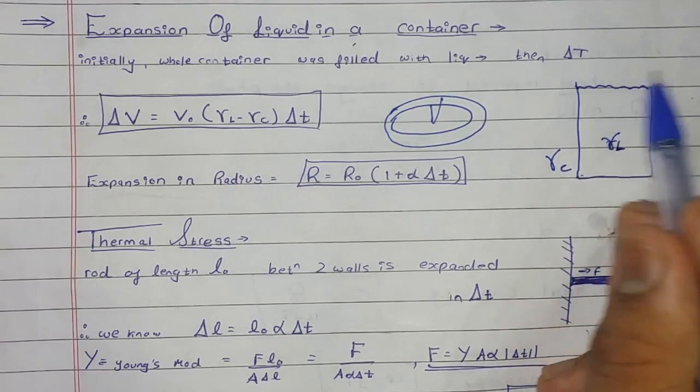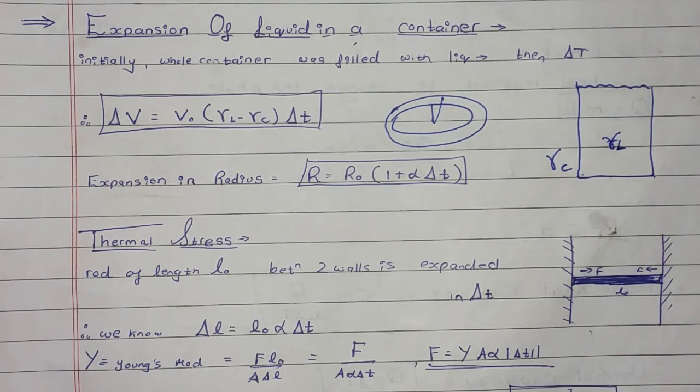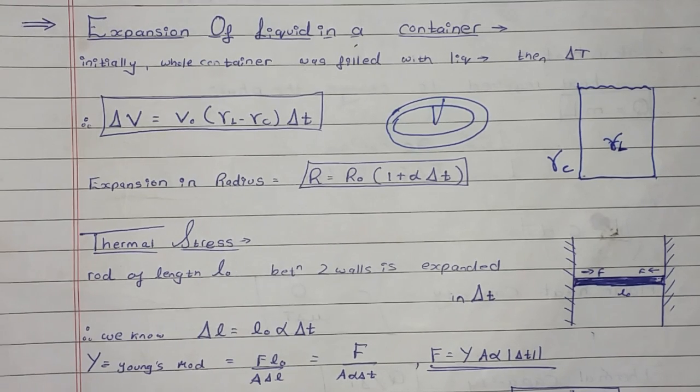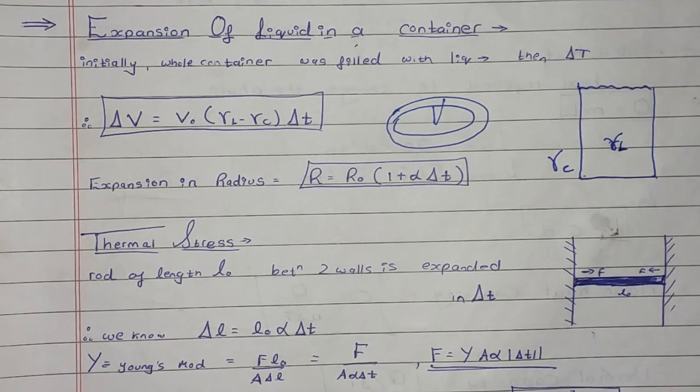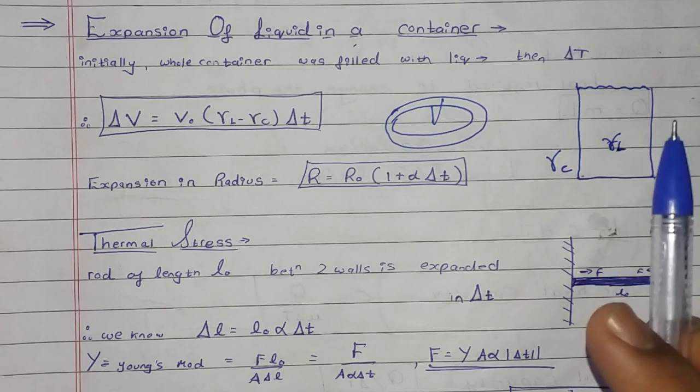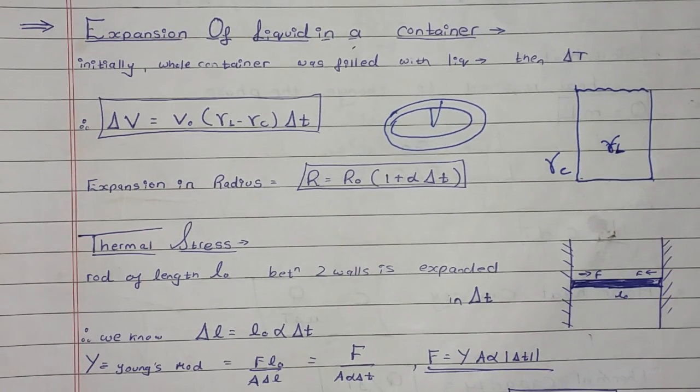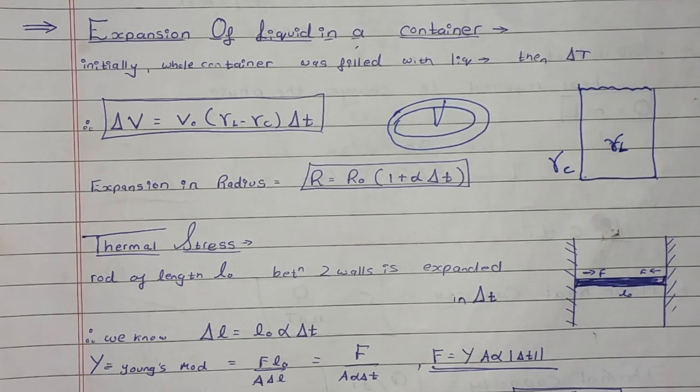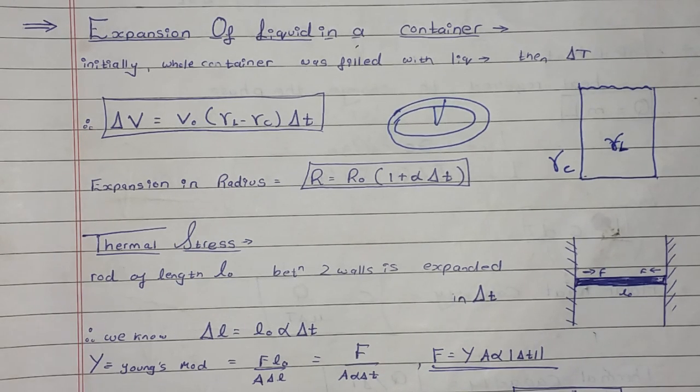And the container is filled full with liquid, with the full height of the container. Then what would be the expansion of the liquid? Delta V equals V naught, where V naught is the container volume. Delta V equals V naught into gamma liquid minus gamma container into change in temperature. Delta V equals V naught gamma delta T, where gamma equals gamma L minus gamma C.